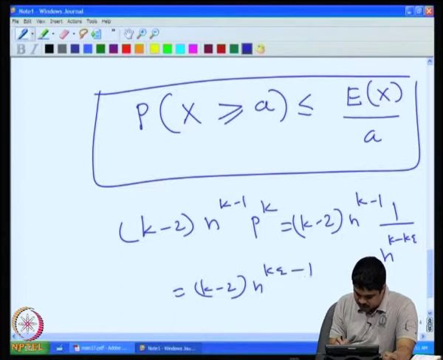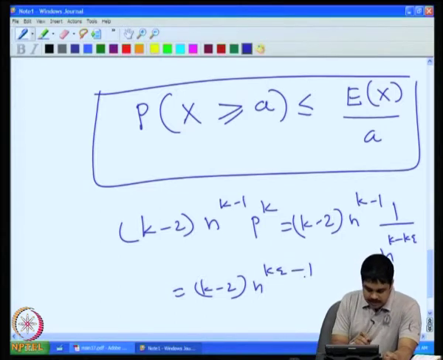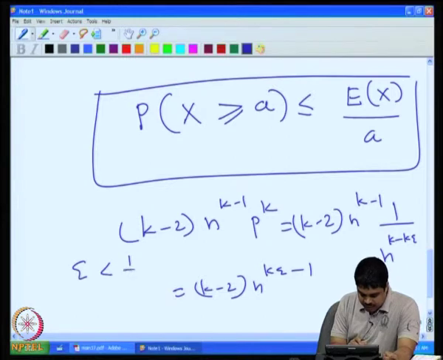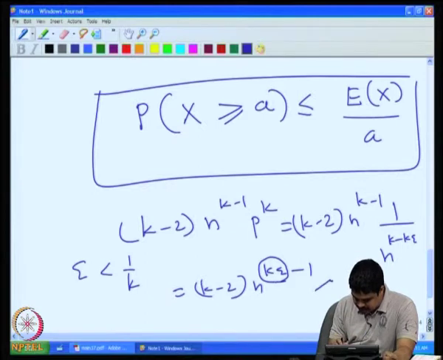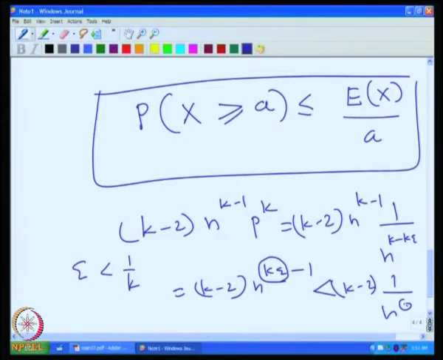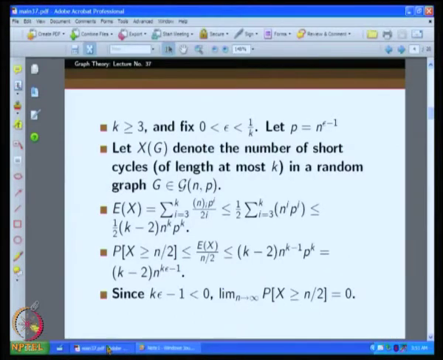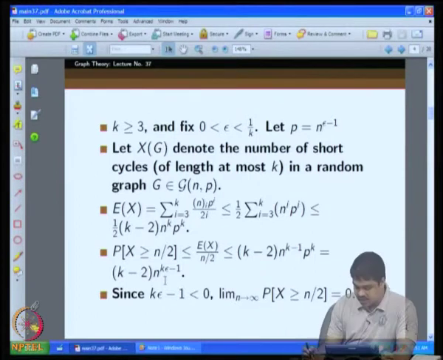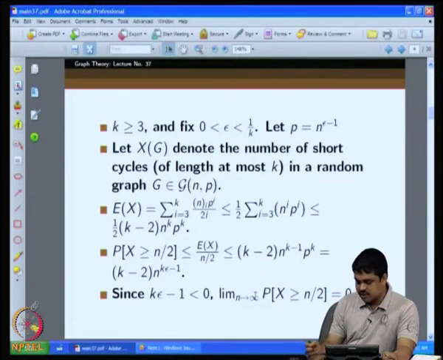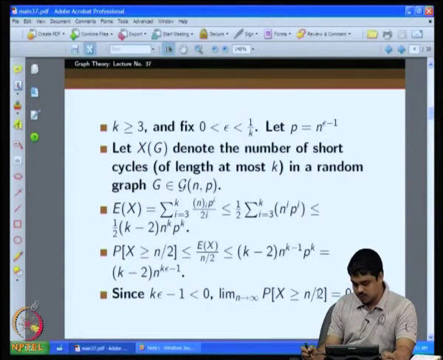So, that is k minus 2 into n raised to k epsilon minus 1. Now, this epsilon was less than 1 by k. So, therefore, this quantity is going to be less than 1. So, this is k minus 2 into n raised to some negative quantity, say 1 by n raised to something, some positive quantity. So, as n tends to infinity, definitely this will tend to 0, right. So, therefore, in the limit as n tends to infinity, the probability that x is greater than or equal to n by 2 is 0.